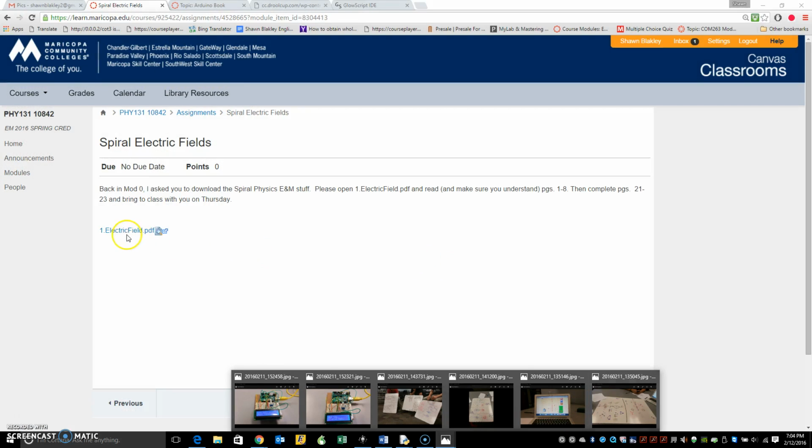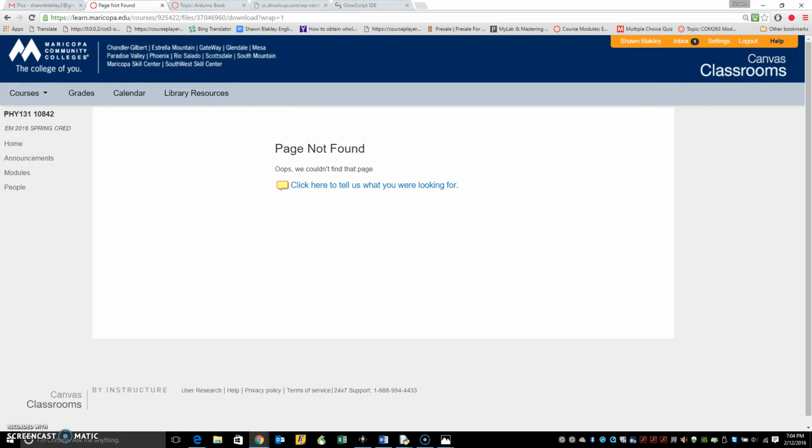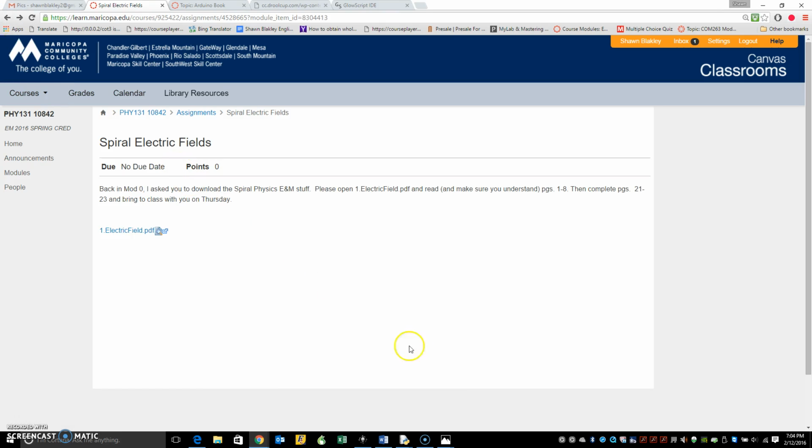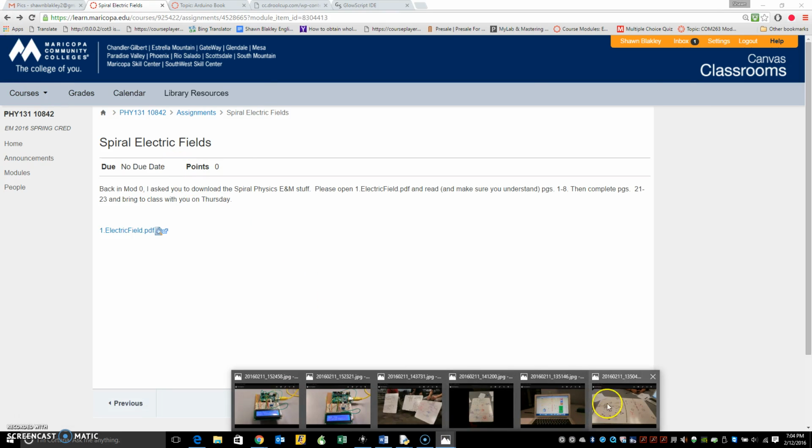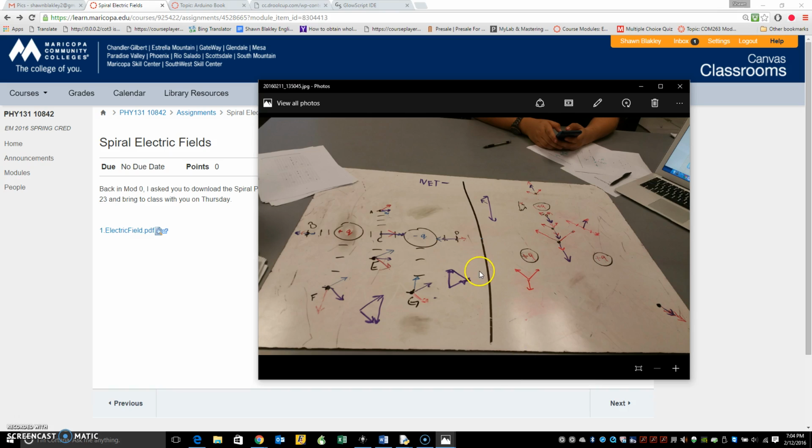I tried to pull up the packet, but for some reason it's saying it's not there anymore, so I'm not going to be able to show you that. But what we have here is our PhET simulation.